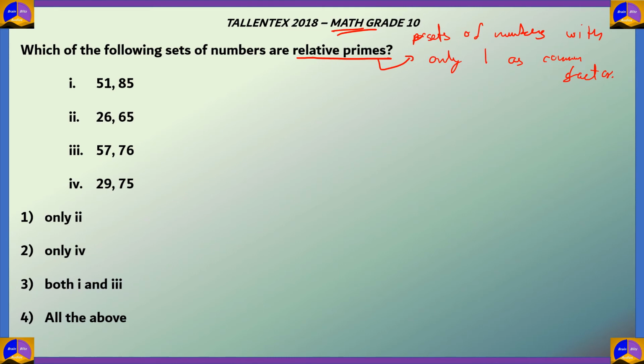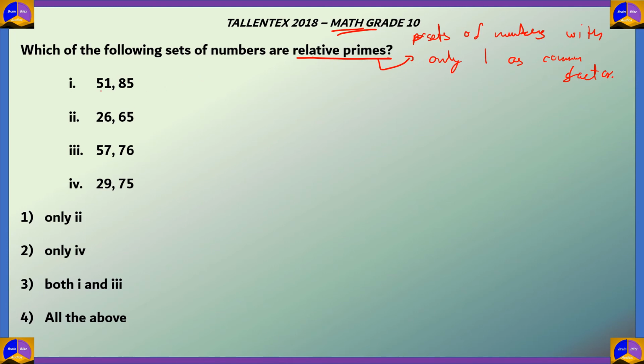Now remember that relative primes are not the same thing as prime numbers. So even though 2 primes put together are relative primes, they do not just limit themselves to prime numbers. For example, 4 as well as 9, both of them are composite numbers, but they can be classified together as relative primes. Now, having said that, let's look at each of the sets and find out whether they have a common factor other than 1.